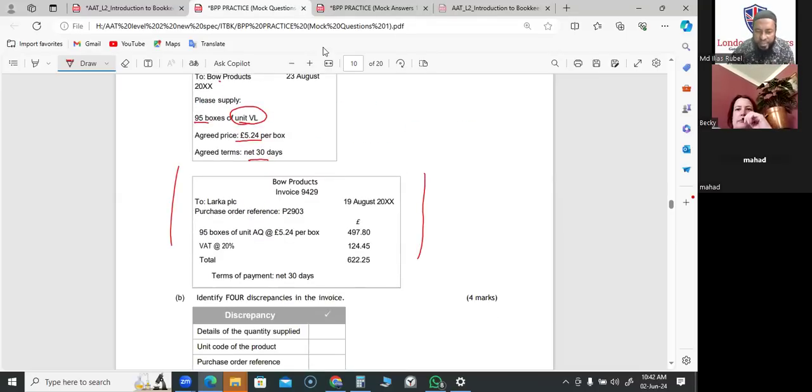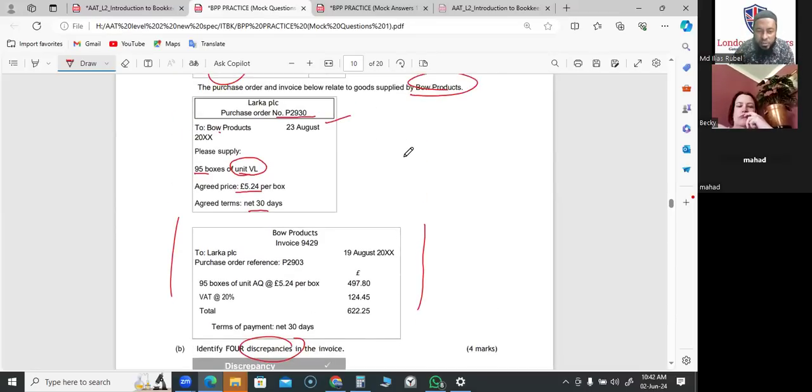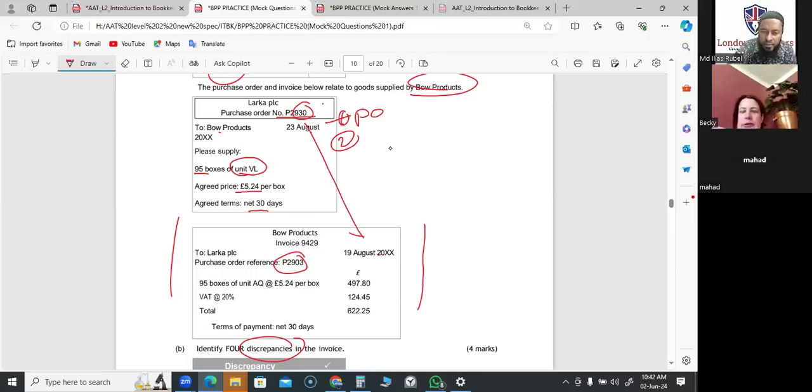But before going there, I'd like to read. They said find the discrepancy. This type of question comes up. What is the discrepancy between these two? Shall we start from the top? Purchase order. Look at this. They said 30, they said 03. So that's number one, isn't it? PO is the number one. Number two, date is 23. They said 19. Oh my gosh, that's so bad. So number two is date. Come on, date. Then what else?